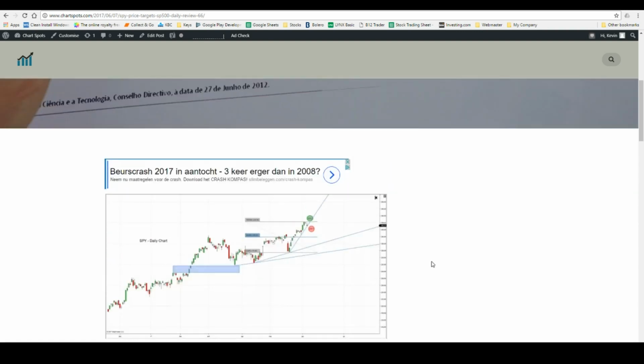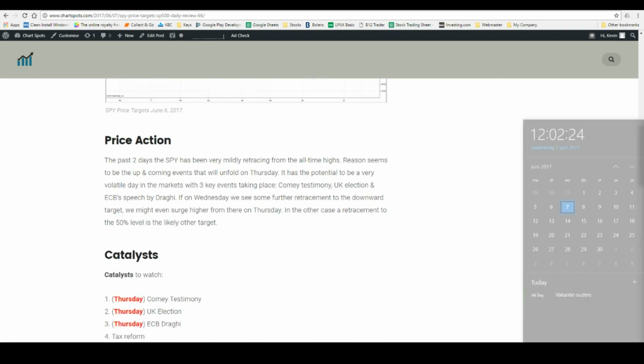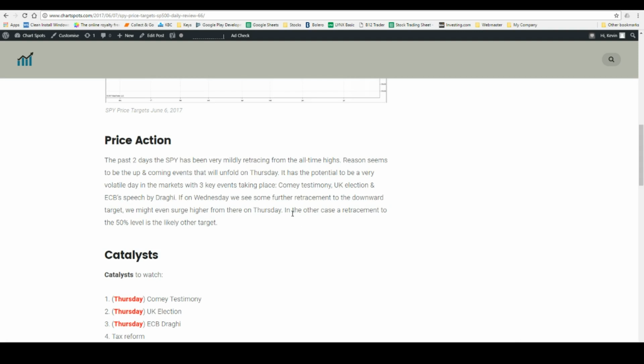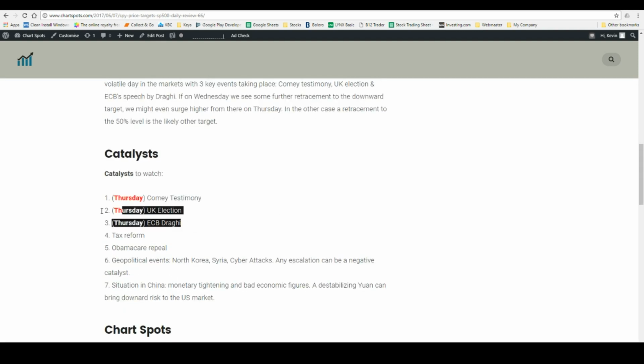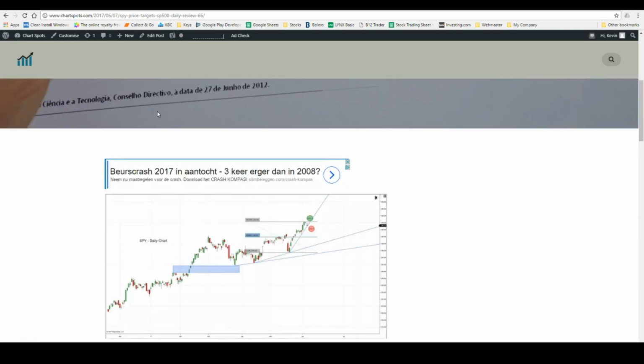So if you're watching this on the 7th of June, be careful of tomorrow, because there are some quite interesting potential market moving events happening. You have the Comey testimony, the UK election, the ECB speech by Mr. Draghi. All of those can have a significant effect, or might not have, on both the gold and the US and European indices.